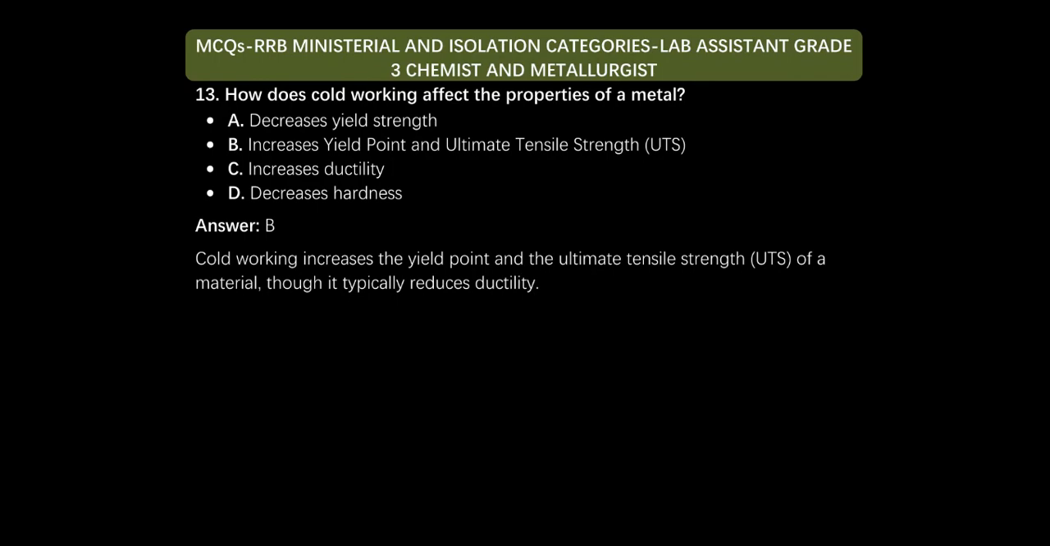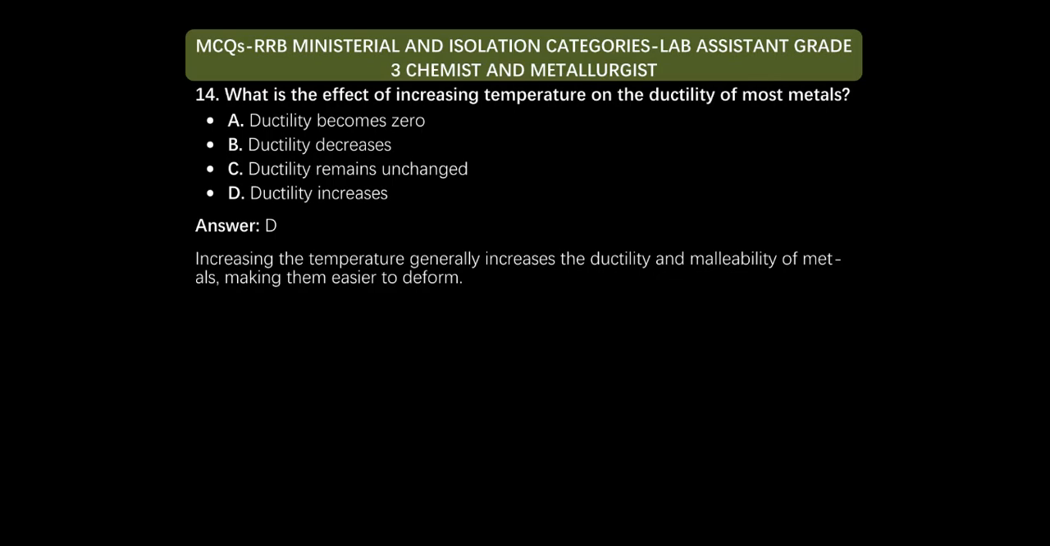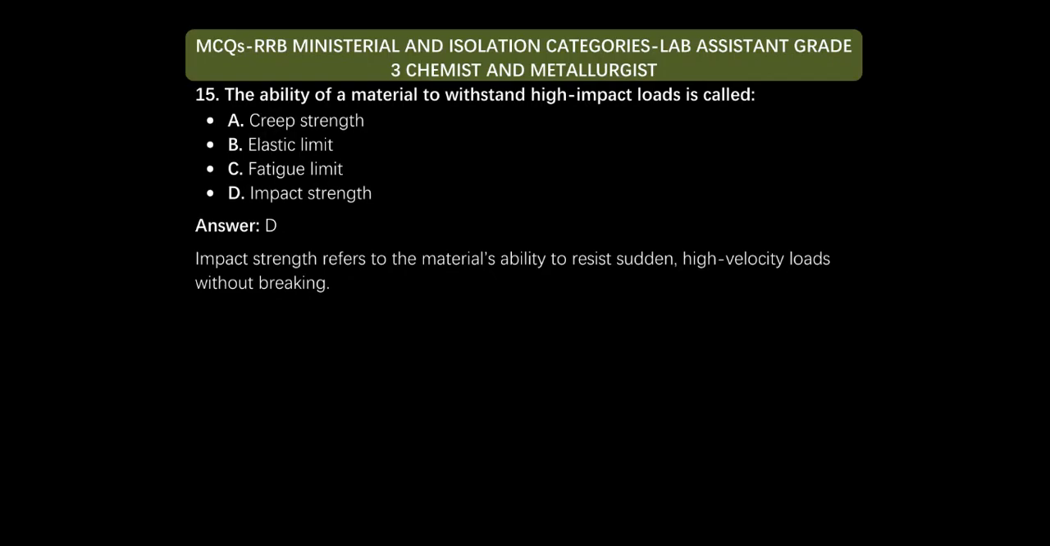How does cold working affect the property of metal? Option B. Increase yield point and ultimate tensile stress. What is the effect of increasing temperature on ductility for most metals? Option D. Ductility increases. The ability of a material to withstand high impact load is called option D.